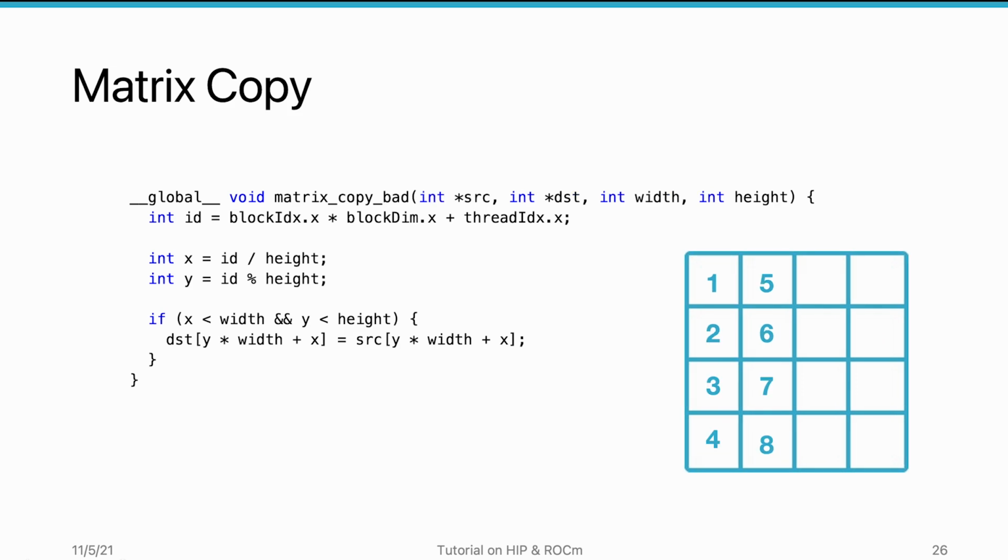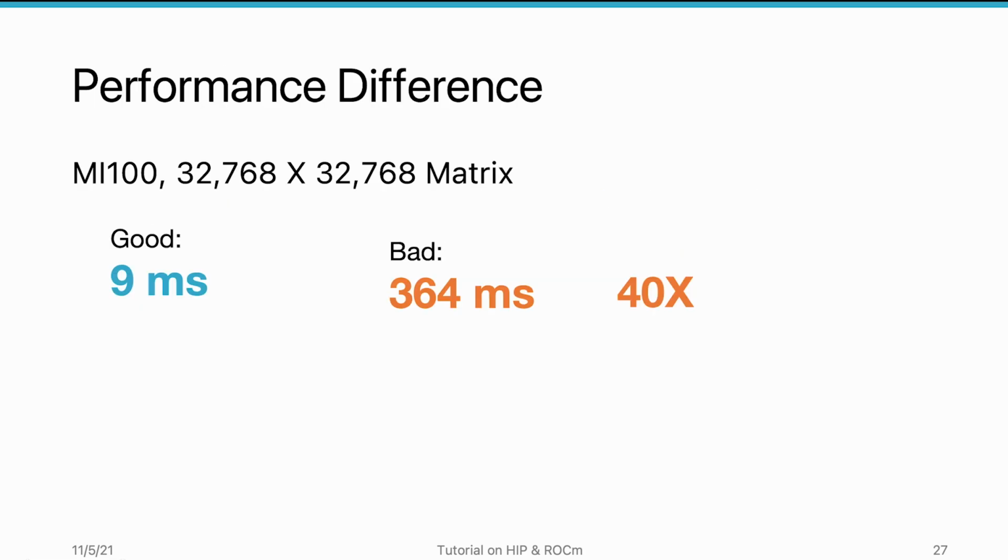But what if we have a row-major matrix, but we mistakenly consider it as a column-major matrix? As you can see in the comparison, we swap this divide sign and this percent sign, and we consider the height rather than the width. So just by changing this little bit of code, we will see a huge performance difference. We tried this program on an MI100 GPU with a matrix that is 32K by 32K. For the good implementation, it only takes 9 milliseconds, but for the bad implementation, it takes 364 milliseconds, which is 40 times slower than the good implementation. This is because we're not utilizing memory coalescing.